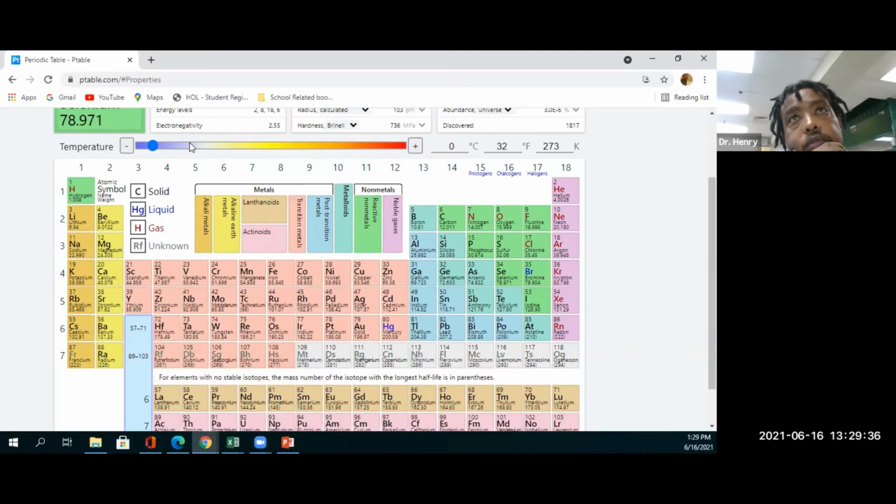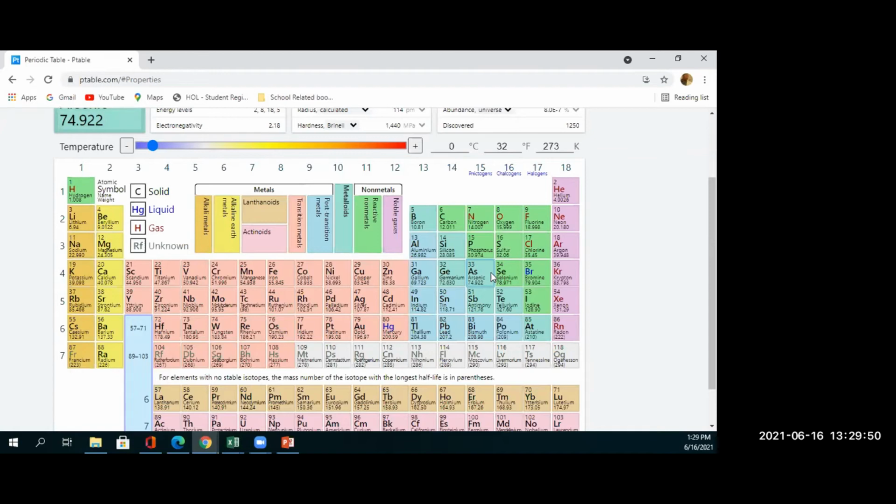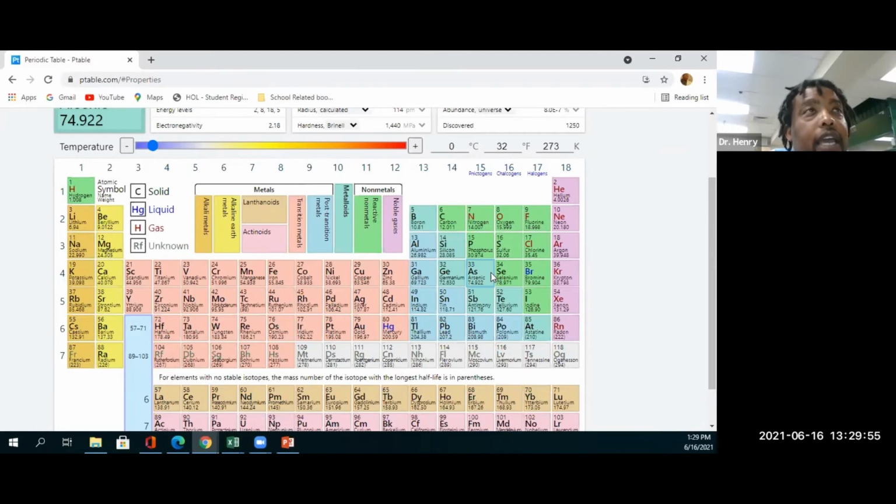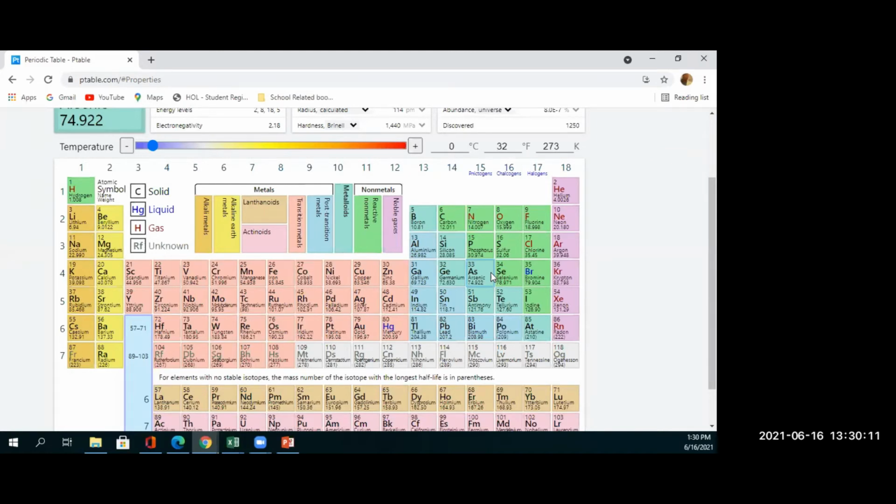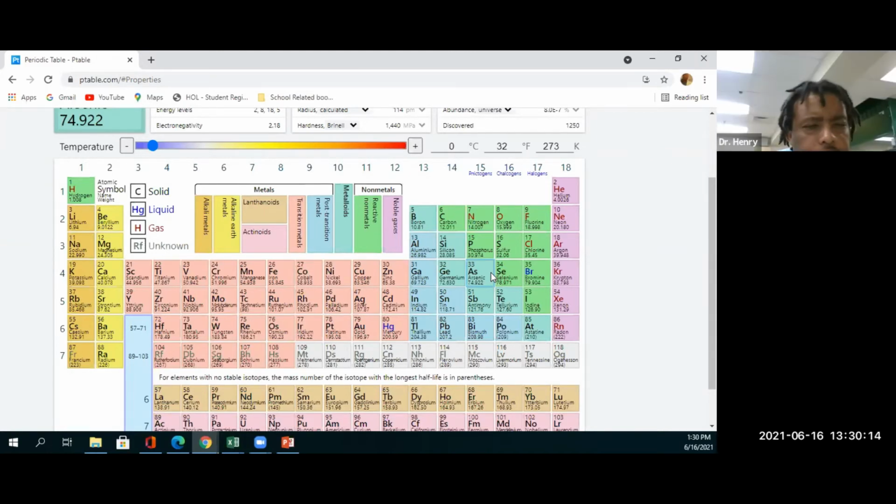Group 15, period 4. What is it? Arsenic. It's arsenic. AS. Okay, so is that a metal, metalloid, or non-metal? Metalloid. It's a metalloid. That's correct. Okay, simple.